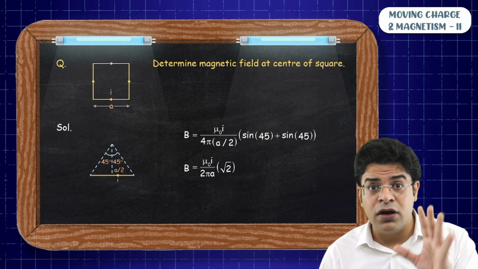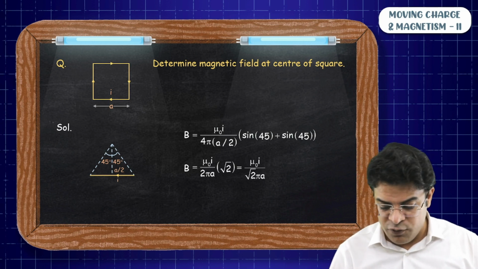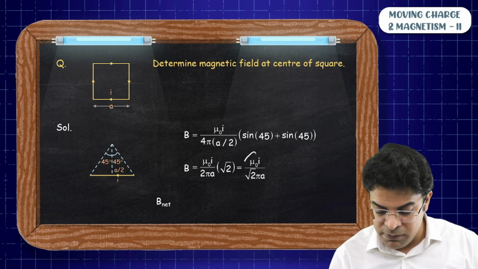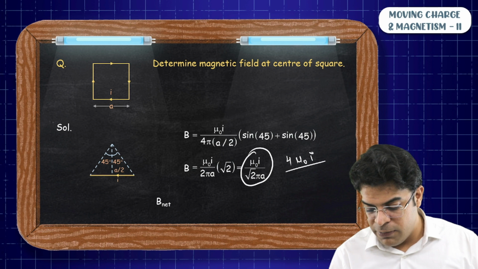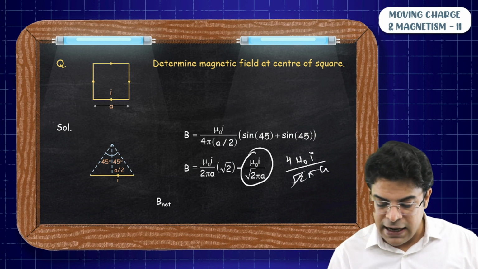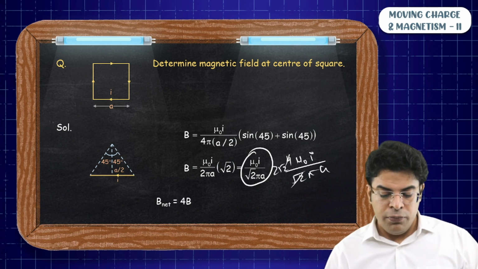A square has got 4 sides. So the net magnetic field at center will be due to all the 4 sides, so multiply this with 4. So you get 4 times mu naught I by root 2 pi a, and that gives you 2 root 2 mu naught I by pi a.